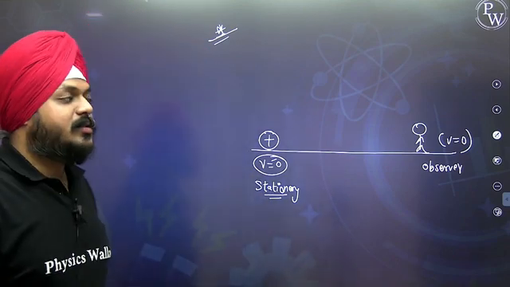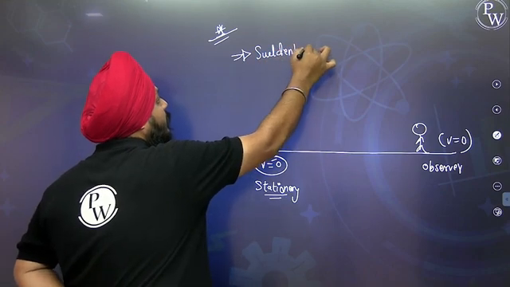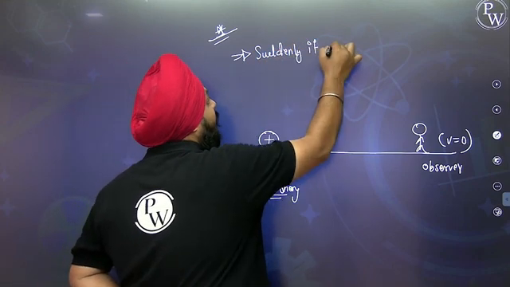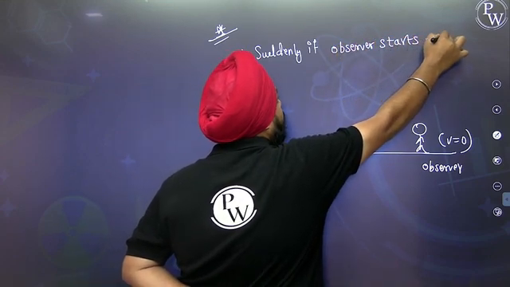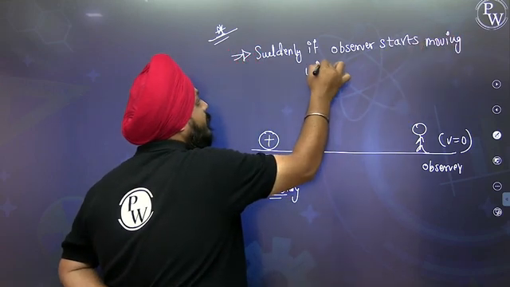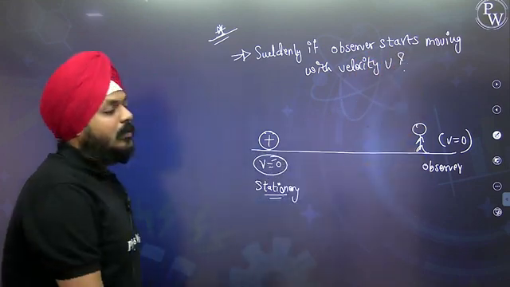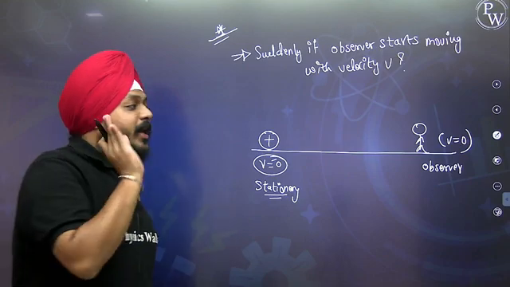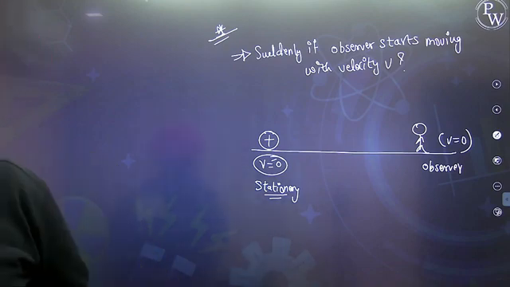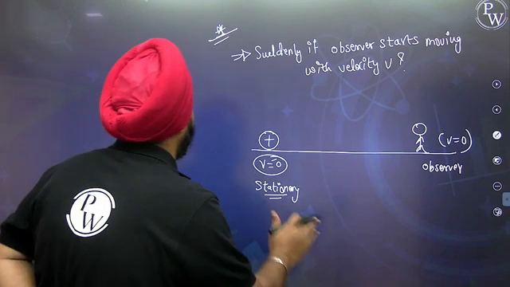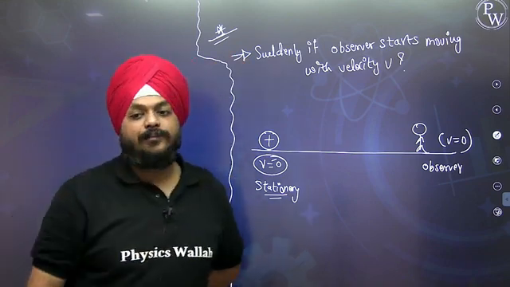But my question is, suddenly if the observer starts moving with velocity v, whether he is going to observe a magnetic field or not. This is a very famous question: whether electric and magnetic fields are frame dependent or not.